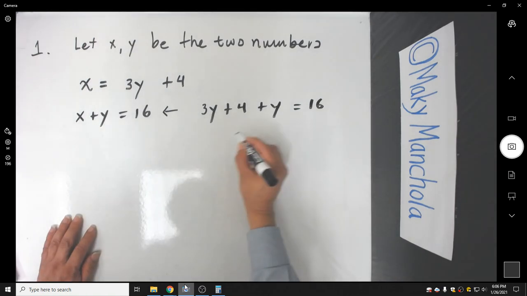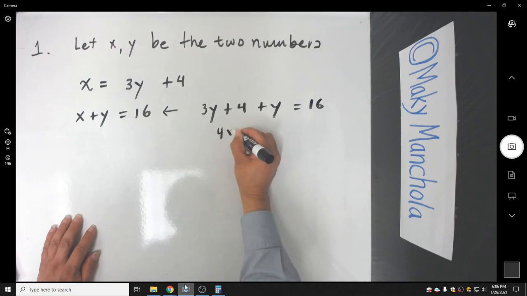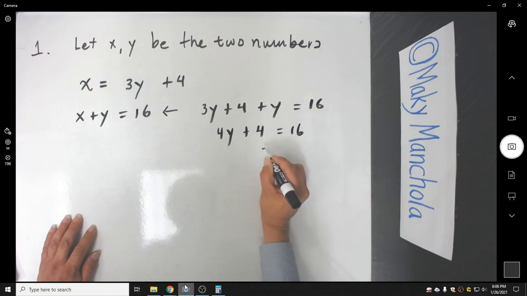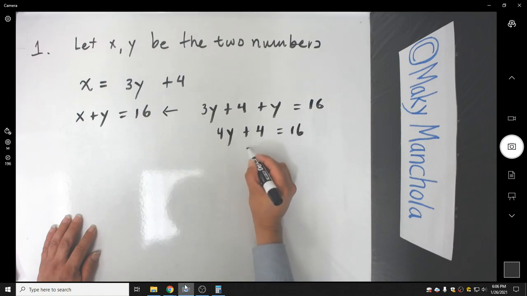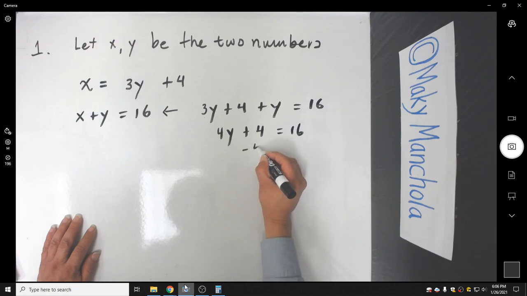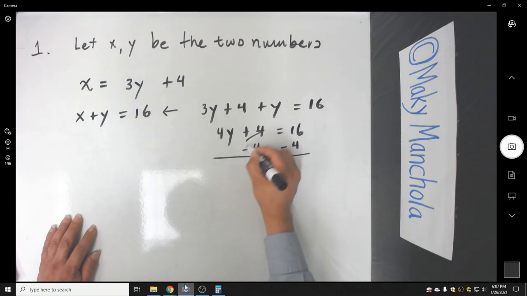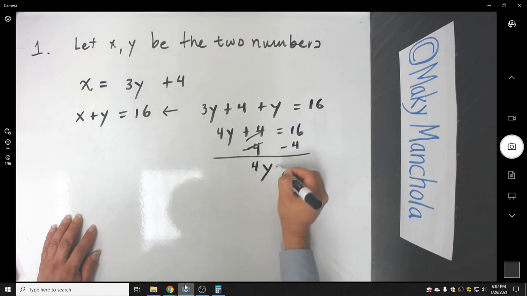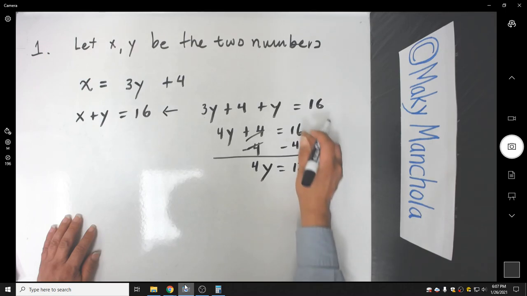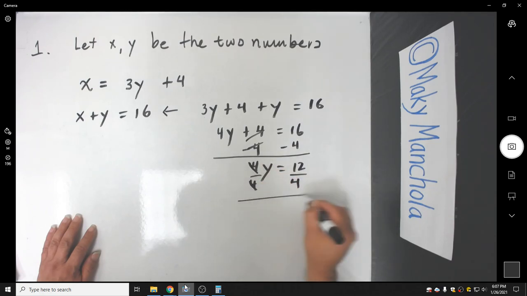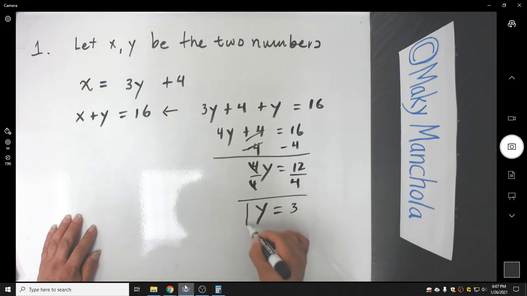Observe that 3y plus y becomes 4y. So we have 4y plus 4 equals 16. We're solving for y now. So let's begin by getting rid of the 4. Subtract 4 on both sides. So we end up with 4y equals 12. 16 minus 4 is 12. Now we divide both sides by 4. So we get that y equals 12 over 4, or simply 3.